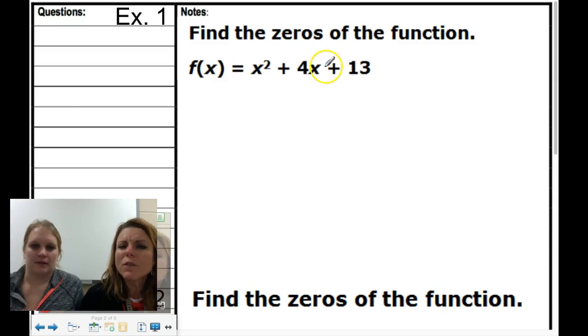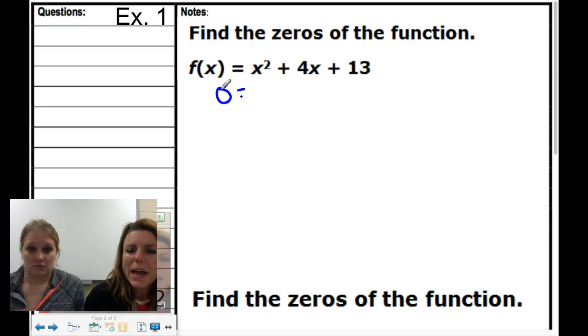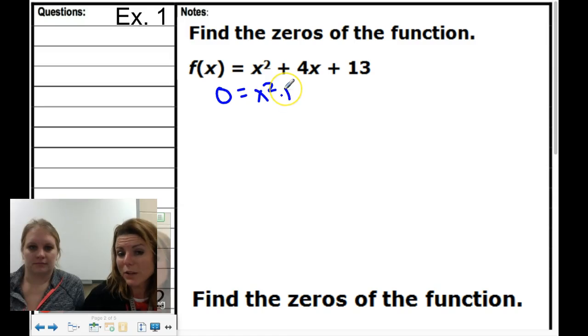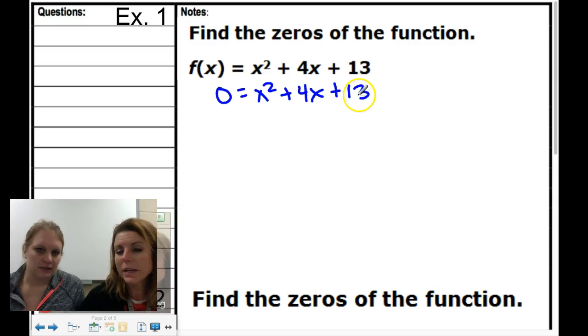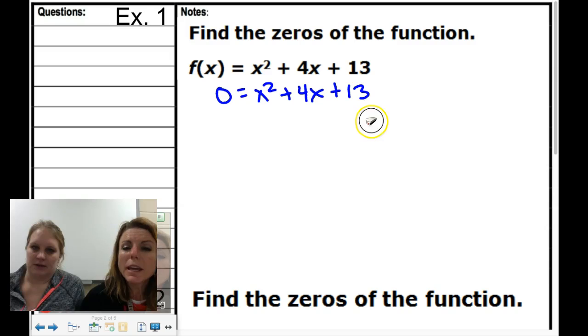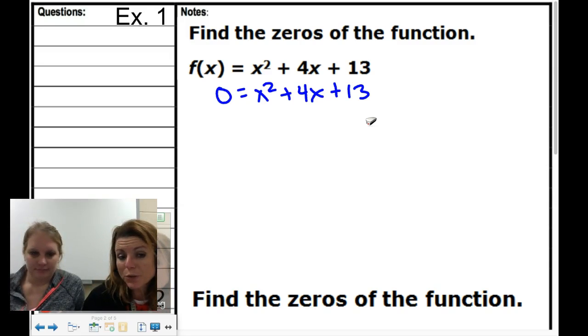So when we find the zeros, what did we always do? We set what equal to 0? We set the whole function equal to 0, so we do that. The first thing I thought is let's try to factor it. Are there any numbers that multiply together to give us 13, but add to give us 4? Well, the only numbers I can think of are 1 and 13. There's no way we can add or subtract 1 and 13 to get 4. So we can't. I always say let's try factoring first because it's easiest. But if it doesn't tell you a method to use, you don't have to factor. In this case, we can't.